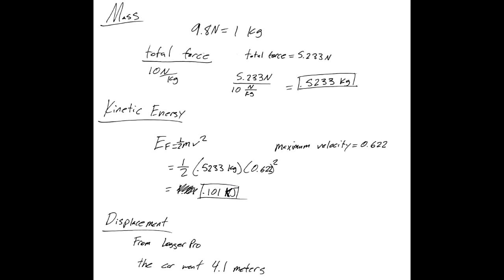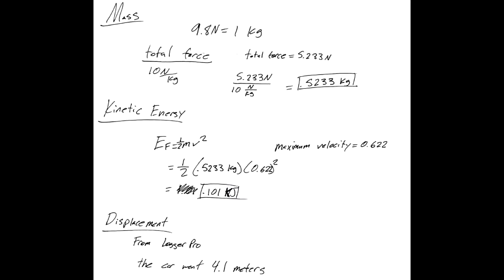And then for the mass of the mousetrap car, we use the equation 9.8 newtons equals 1 kilogram, and that's total force over 10 newtons per kilogram, and the total force is equal to 5.233 newtons, and when you divide that, it is 0.5233 kilograms for the car.